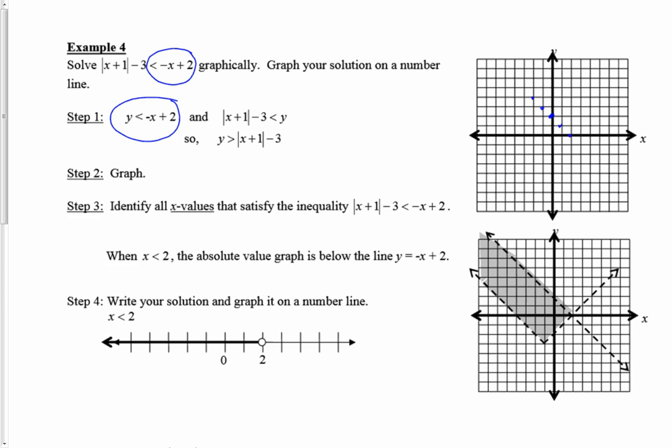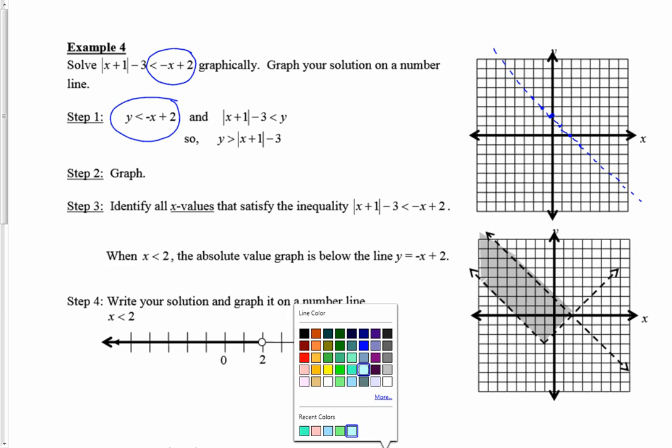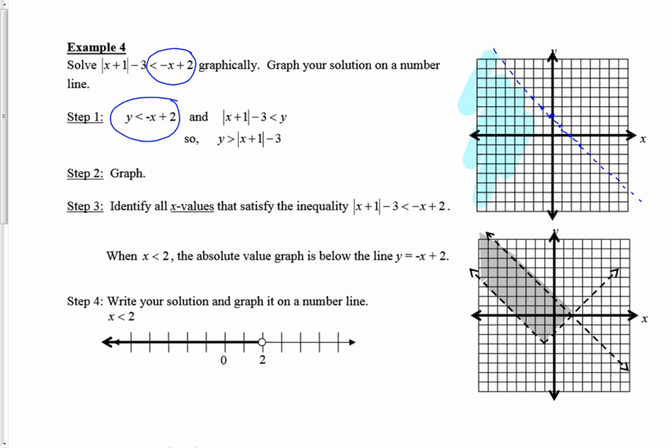This is going to be a dashed line when I go to complete it because it's just a less than or greater than symbol, no equal to. This is a less than, so I need to shade below this function. So I'll shade down here.